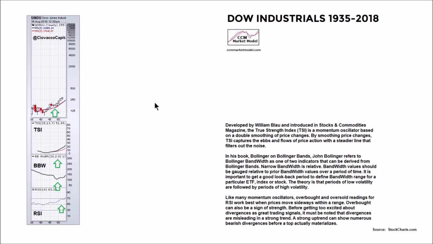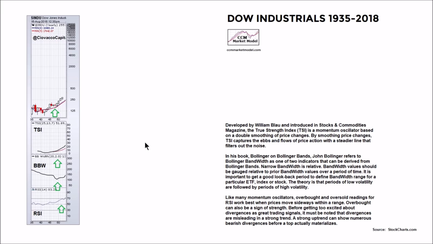This is an annual chart of the Dow Jones Industrial Average. This is 1935 on the left side of your screen. We'll start with the technicals, then we'll shift gears to valuations, then we'll look at some economic fundamentals, as well as demographic information, and we'll tie it all together.